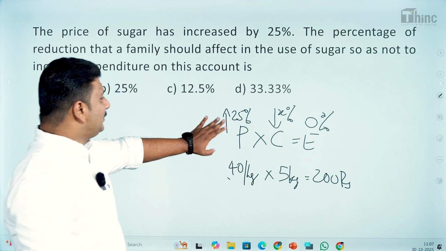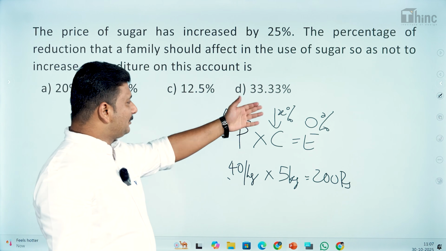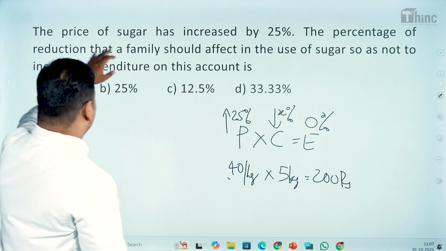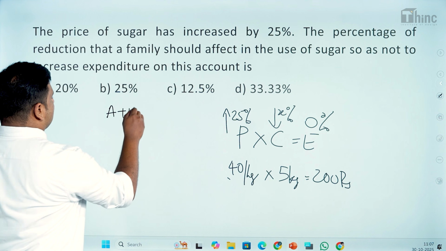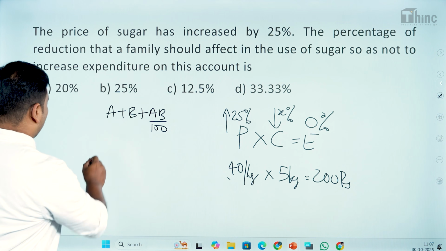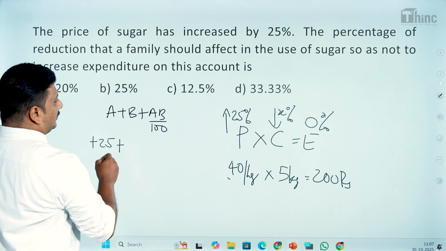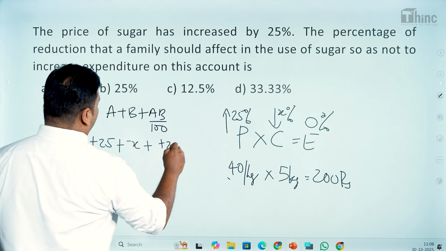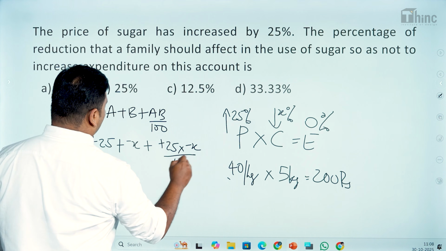Now we know that if one number is increased by 25% and the other number is decreased by X percentage, what will be the percentage change in the product? We can make use of the formula A plus B plus AB by 100. So instead of A, put plus 25. Instead of B, put minus X. So plus 25 plus minus X plus 25 into minus X by 100 will be the overall percentage change.